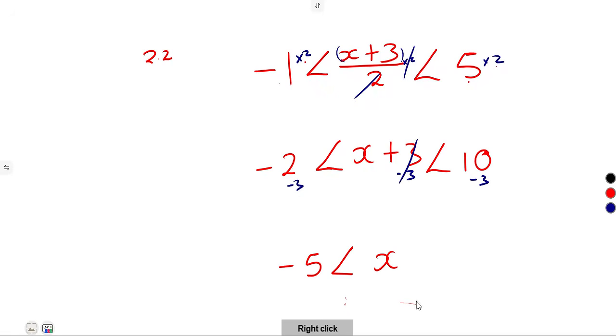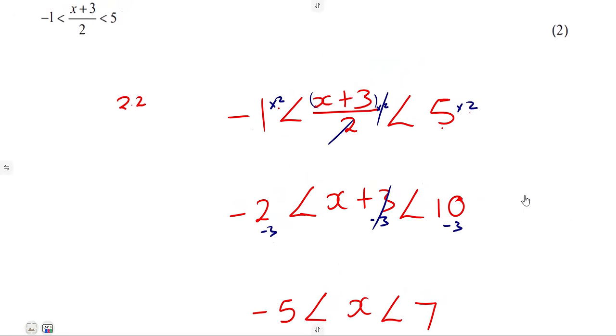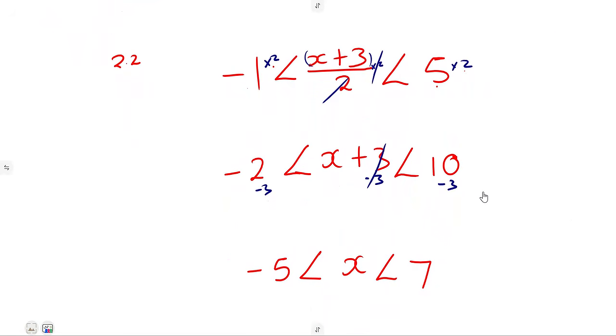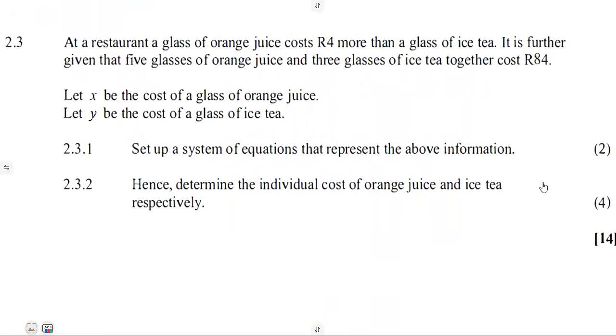So here x will be greater than minus 5, but the same x is going to be less than 10 minus 3, which is 7. So that's a 7 there. All right, so that is it. It was just to solve there. So we have got our x values, which range in between what we are given there.